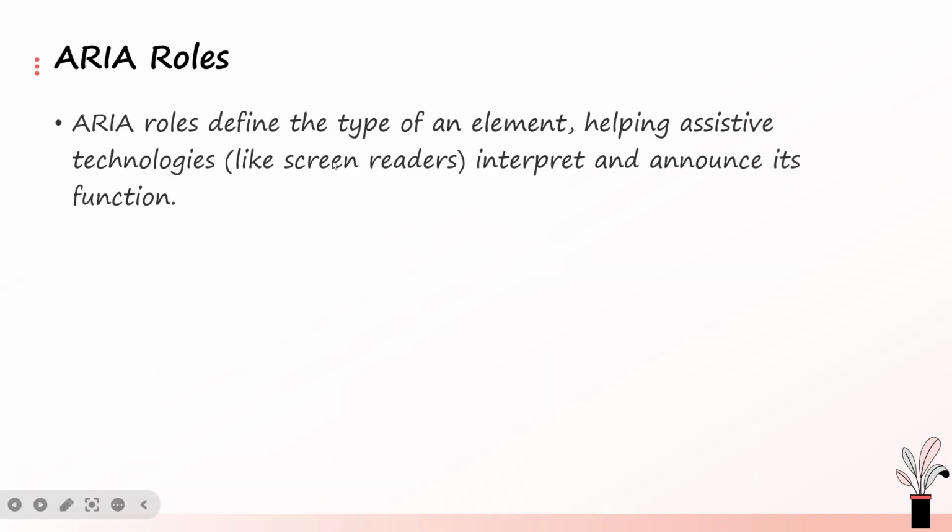The first one: ARIA roles define the type of an element, okay? So just like we have semantic elements, when we use ARIA roles, we are defining that type of element. So we are telling assistive technologies, oh, this is a button, this is a footer, this is a main element, this is a header, this is a nav, something like that. So this helps assistive technologies to interpret and announce them. Remember, when you talk about semantics, your semantic elements let you understand their purpose. So when you use these ARIA roles, you're actually making assistive technology understand the purpose of these elements.